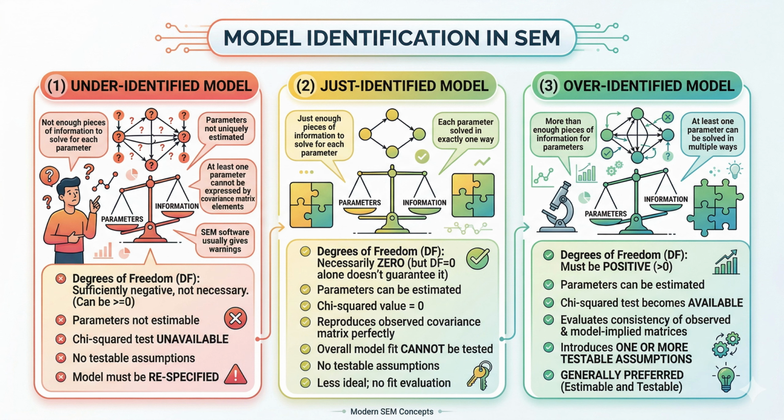The chi-squared test becomes available and evaluates whether the observed covariance matrix is consistent with the model-implied covariance matrix. For this reason, overidentified models are generally preferred, as they are both estimable and allow researchers to test the overall model fit.